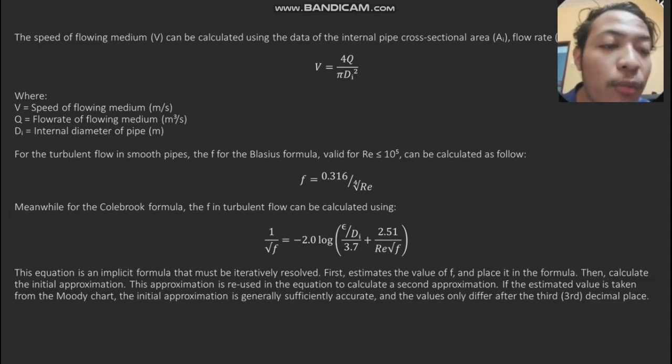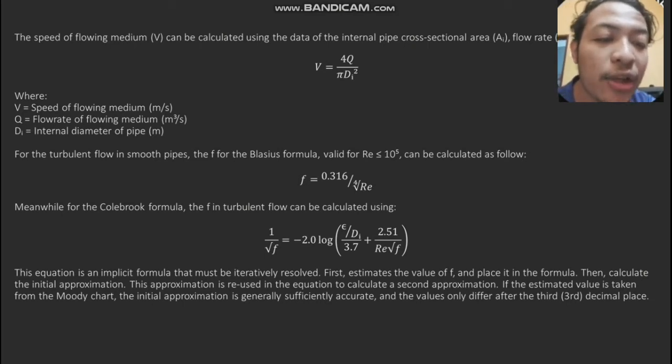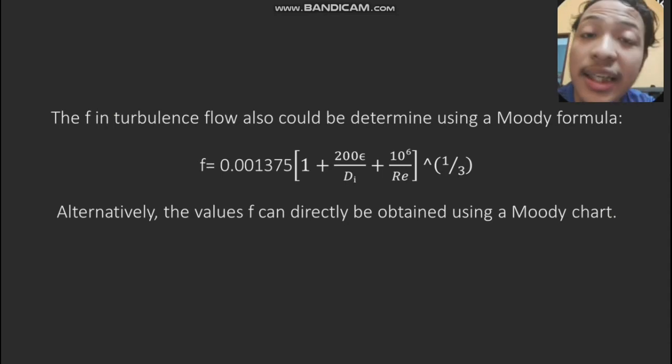Meanwhile, for the Colebrook formula, the F in turbulent flow can be calculated using this equation. This equation is an implicit formula that must be solved iteratively. First, estimate the value of F and place it in the formula, then calculate the initial approximation. This approximation is used in the equation to calculate a second approximation. If the estimated value is taken from the Moody chart, the initial approximation is generally sufficiently accurate and the values only differ after the third decimal place.